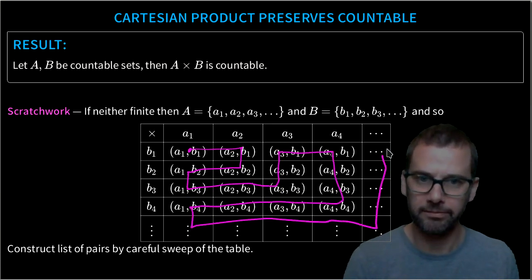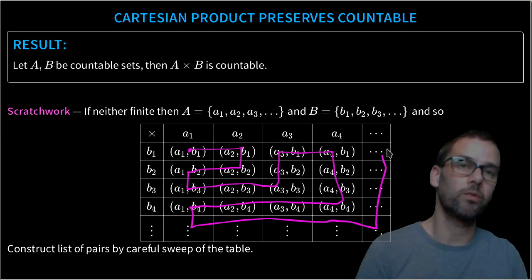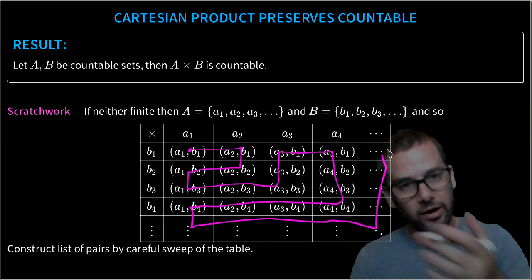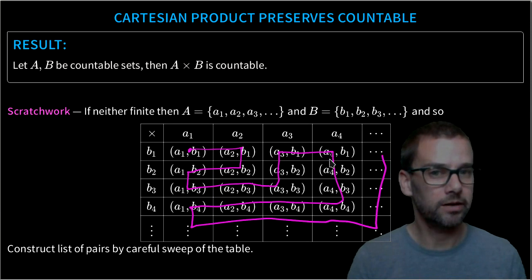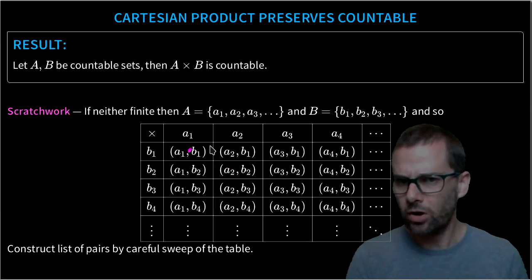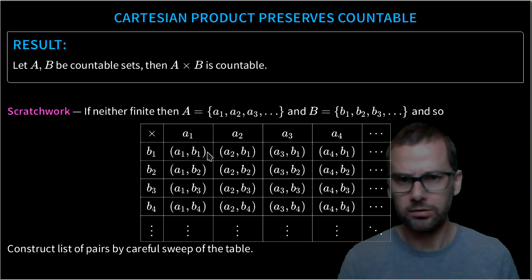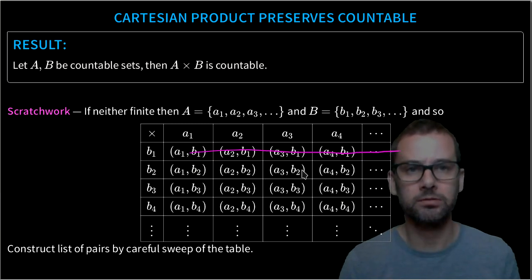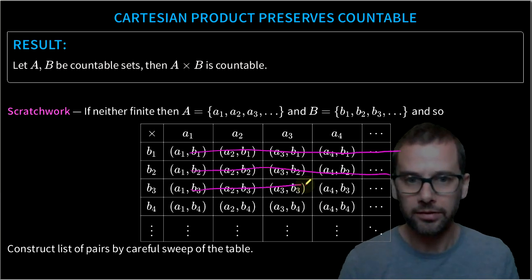You know, I could make some pattern like that where I just zigzag my way through the table, reading off everything in the table in some careful manner. Now, the wrong way to do it, just to show you, would be to say, hey, I'm going to sweep through the first row and then the second row and then the third row.